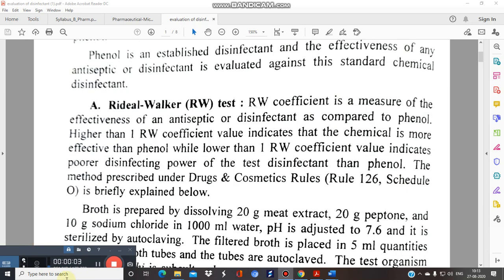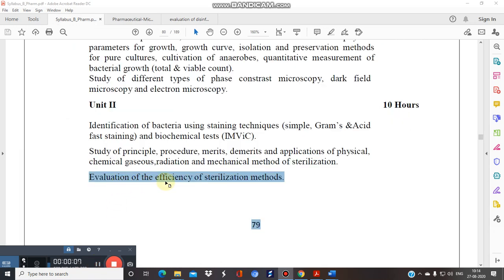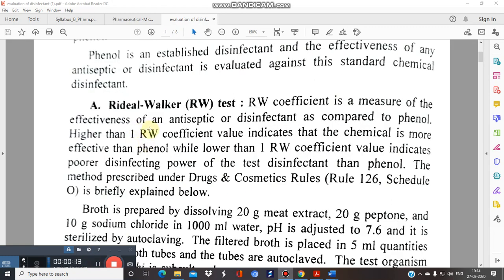I welcome you all to part 3 of the video on evaluation of efficiency of sterilization methods, and we have started the chemical methods. So let's start the Riddle-Walker test. The Riddle-Walker coefficient is a measure of the effectiveness of an antiseptic or disinfectant as compared to phenol, because we have covered in the previous video that we will consider phenol as a standard compound.